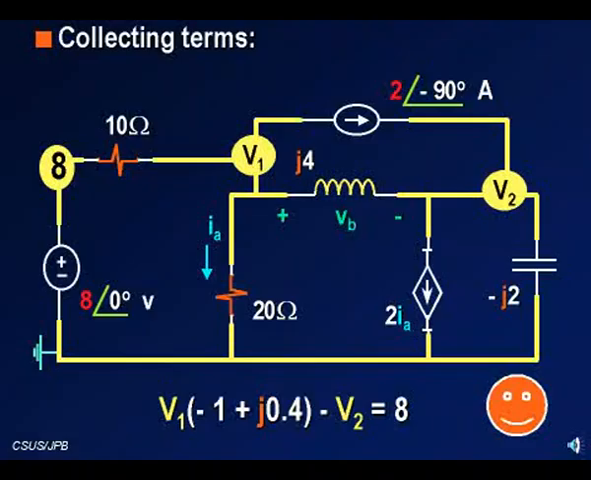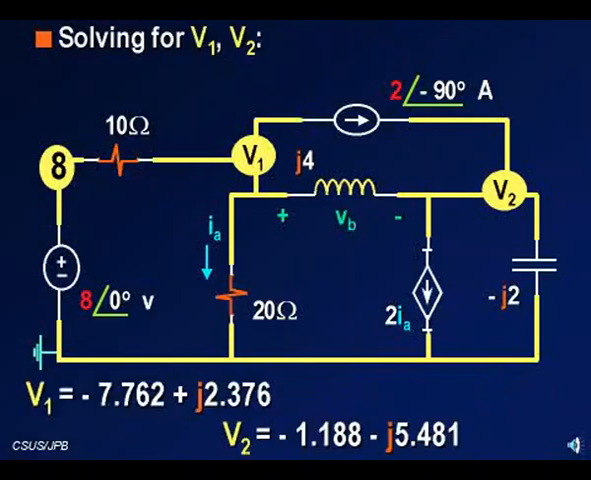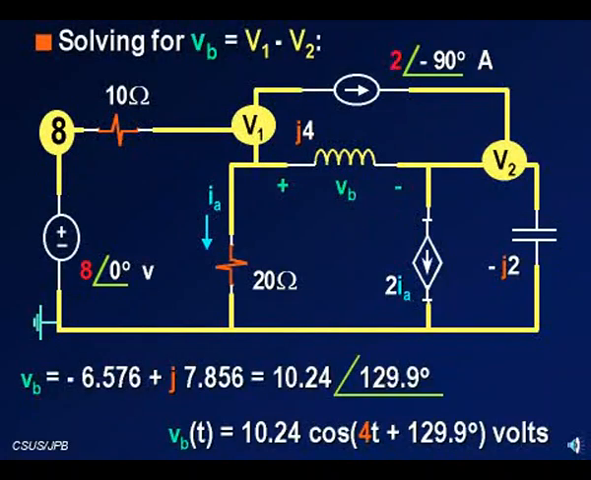We have our second equation for two unknowns, and we can solve for V1 and V2. And these are the values. And again, I'm writing them in rectangular coordinates. They also need to be written in polar coordinates. Of course, what I really need is VB, which is simply V1 minus V2, and then I write it in rectangular and polar form, and then at that point I can find it in the time domain form.